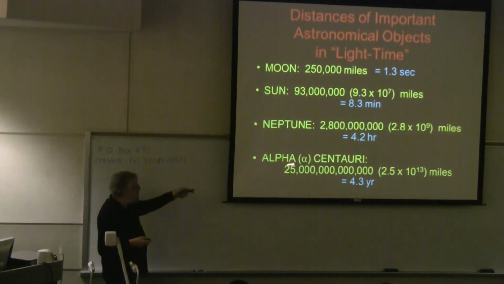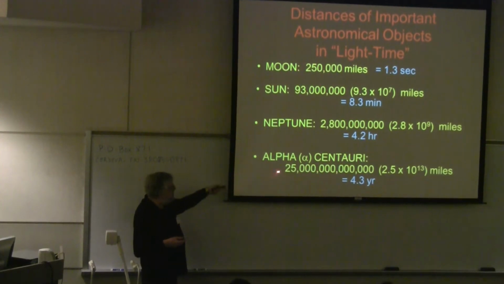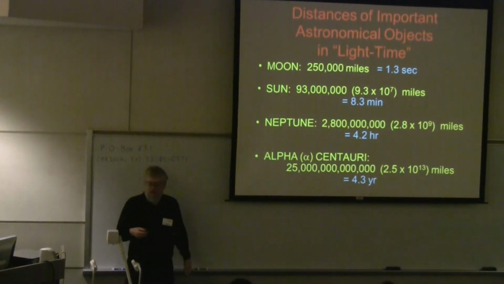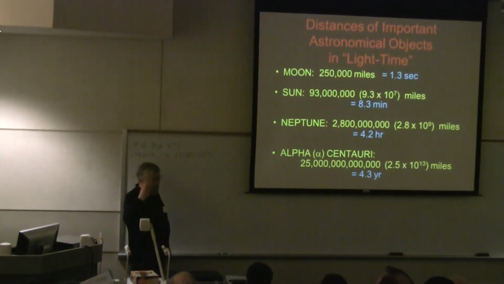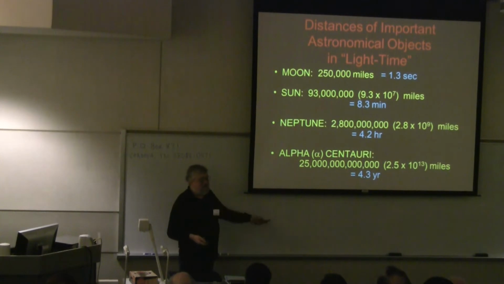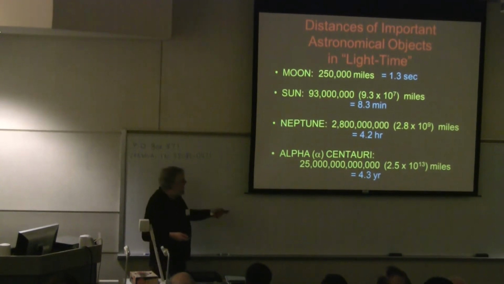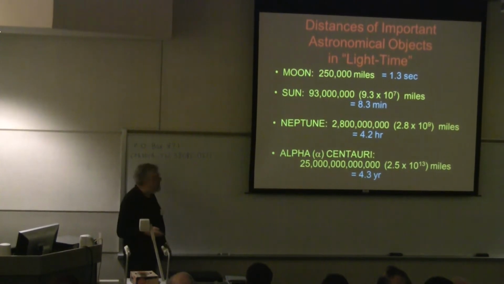And then Alpha Centauri, 4.3 years for its light to reach us. I've seen that star. You can't see it from Memphis. You can see it from southern Florida, and it's way up high in the sky in Australia, where I saw it from. And you're seeing it as it was 4.3 years ago.